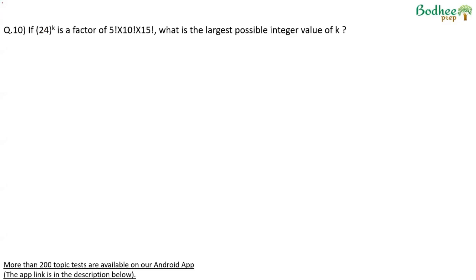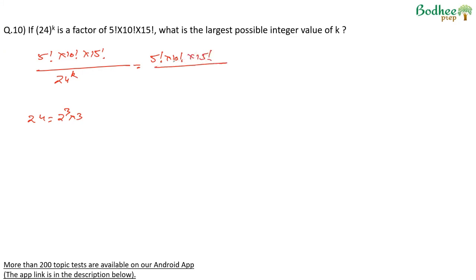If 24 raised to power k is a factor, so basically 5 factorial times 10 factorial times 15 factorial is divisible by 24 raised to power k. 24 is nothing but 8 into 3, or 2 cube into 3. So we can say that 5 factorial into 10 factorial into 15 factorial is divisible by 2 raised to power 3k into 3 raised to power k. What is the largest possible value of k is something that we have to find out.